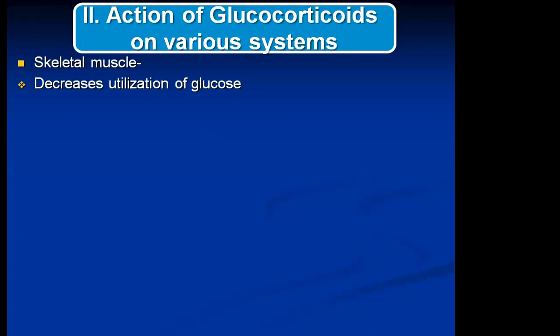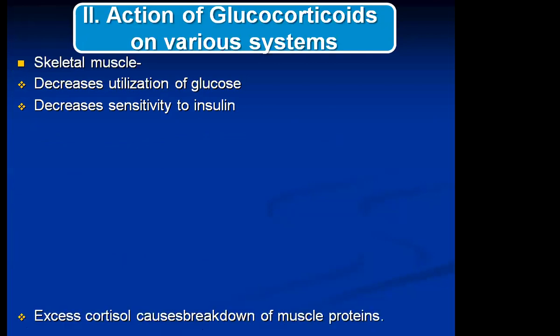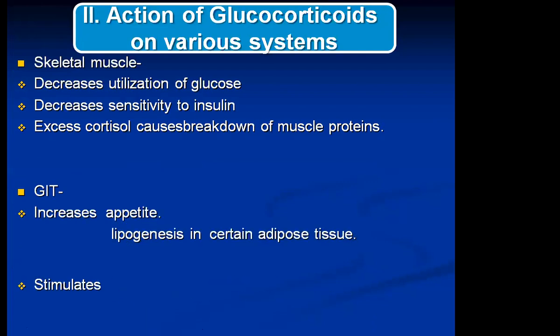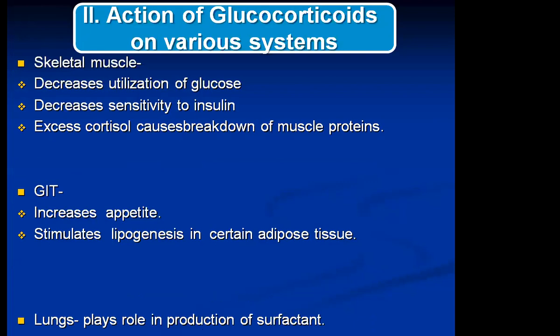On skeletal muscle, it causes decreased utilization of glucose. It decreases sensitivity to insulin. Also, it can cause breakdown of the muscle protein that we have already studied. It increases appetite, it increases lipogenesis. In many cases, it also causes an increase in the secretion of acidic contents in the GIT, as well as a decrease in the mucosal secretions. So therefore, it can also lead to ulcers in excessive glucocorticoid secretion conditions. In lungs, it plays a role in production of surfactant, that you all know.